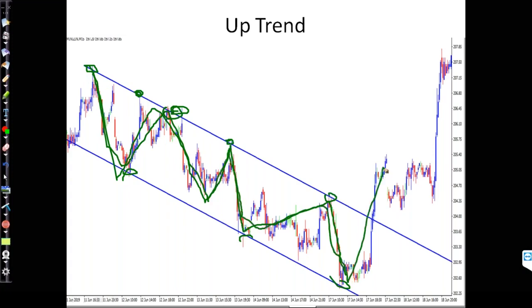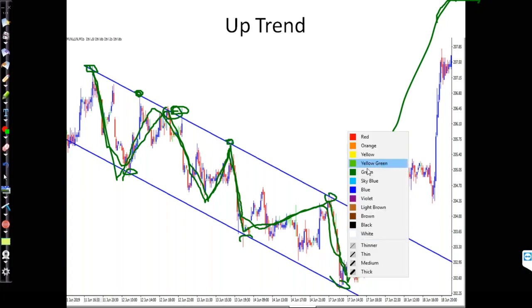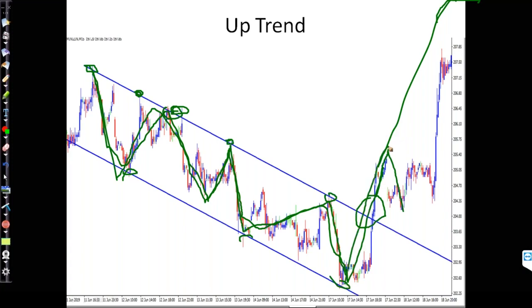Once they break this range, have you seen here? The market just broke the range and started going up. Remember, once they break, there is always a retrace. That is why, according to the price action method, I call it higher high and higher low. Have you seen? We always have to catch it here only.